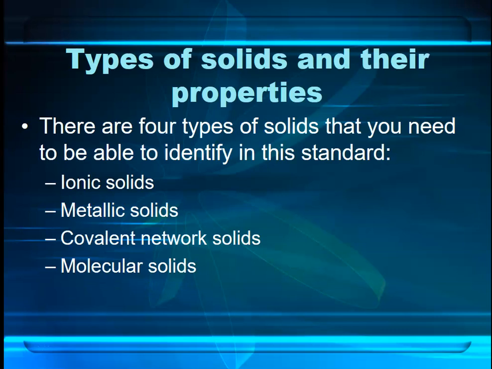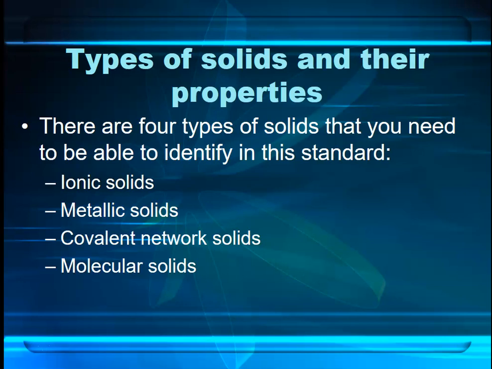Okay, so first thing you need to know, there are 4 types of solids that are going to come up in this standard. And they are ionic solids or ionic compounds, which you should be familiar with from level 1. Metallic solids, which, as the name kind of implies, are metals. So you may be familiar with those if you did the metals standard in year 11. Covalent network solids, which we'll talk about.